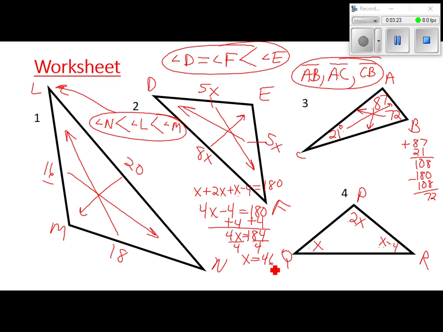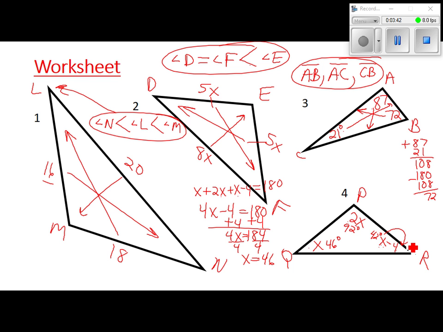Once you know x is 46, then you go to this angle. That means this angle right here is 46 degrees. 2 times 46 is 92 degrees, so that angle is 92 degrees. 46 minus 4 is 42 degrees. So this angle right over here is 42 degrees.